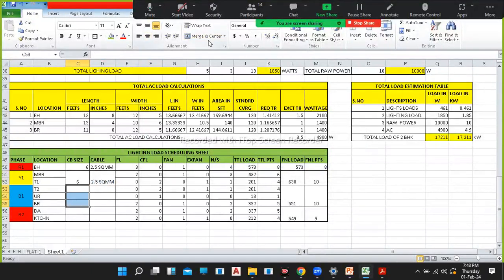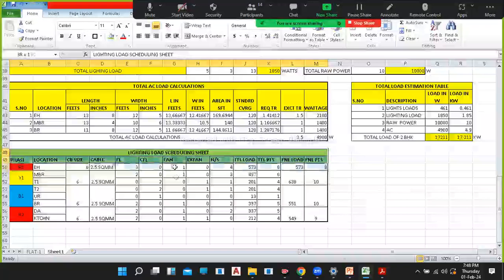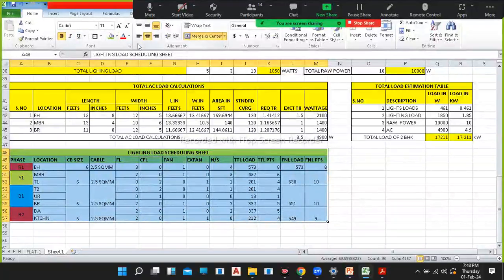Then these three things are merged, and again these three are merged, same 6 and 2.5 square mm. Even these two things are merged and two things are merged, so this is again the same 6 ampere and 2.5 square mm. So selecting the total, done.